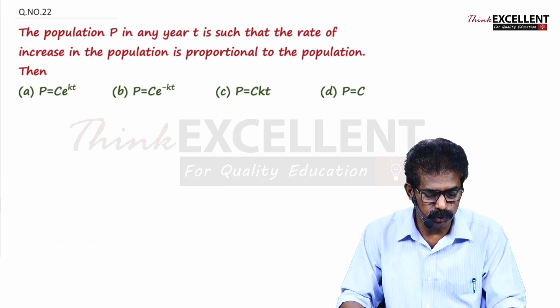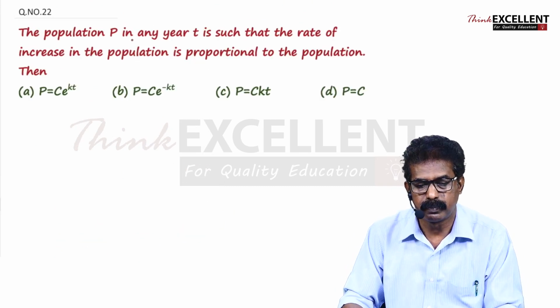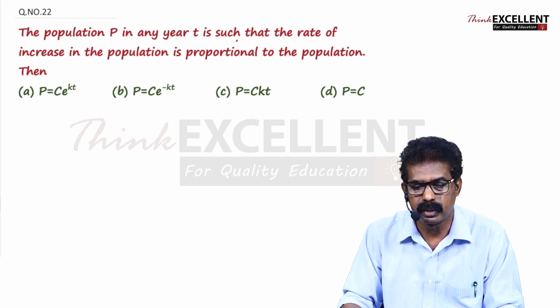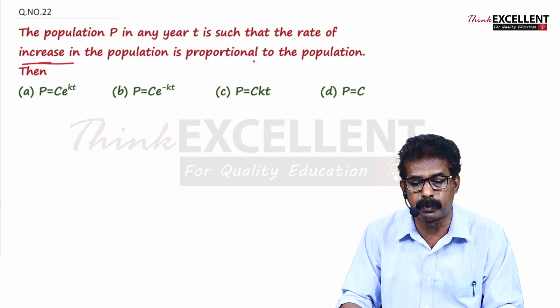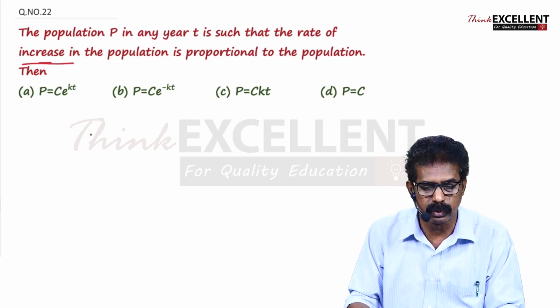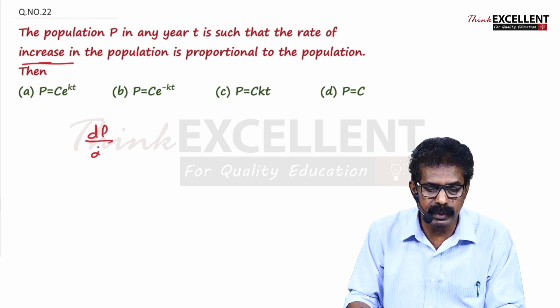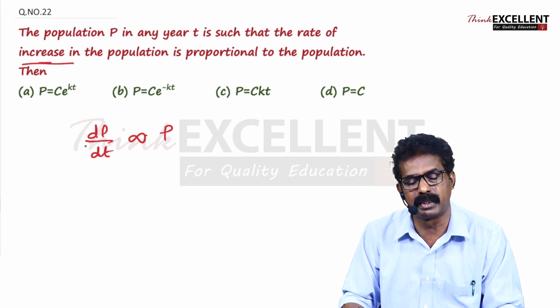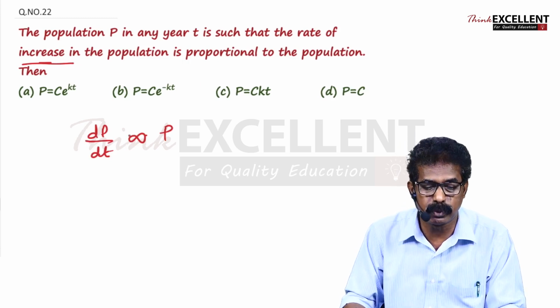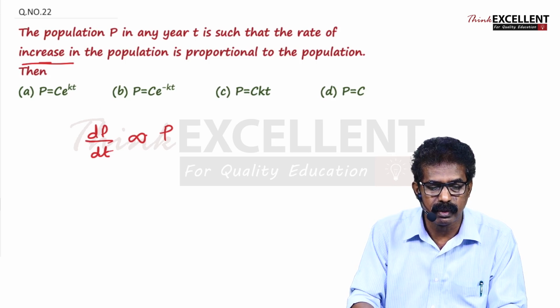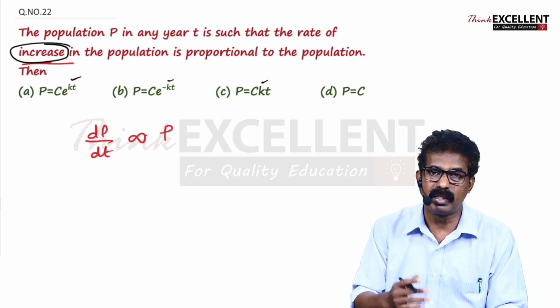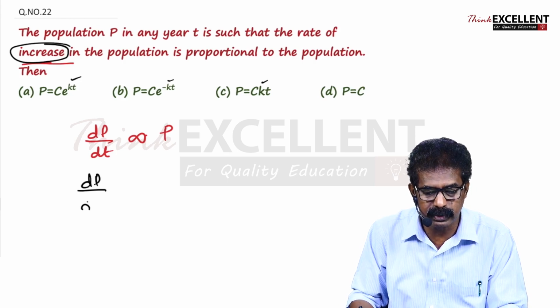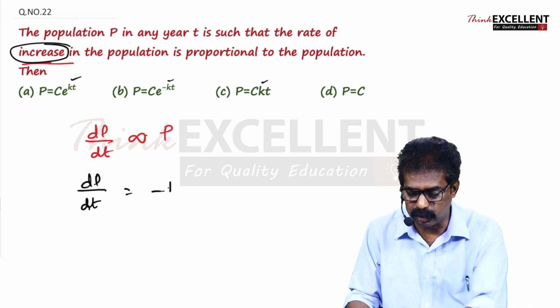Now question number 22. The population P in any year t is such that the rate of increase in population is proportional to the population present. So dP by dt is proportional to the population present. When you change the proportional sign, you have to put a constant k. In the answers you see plus k is there, minus k is also there. Whether you give plus k or minus k depends on this: if it is increasing you put plus k, if it is decreasing you put minus k.